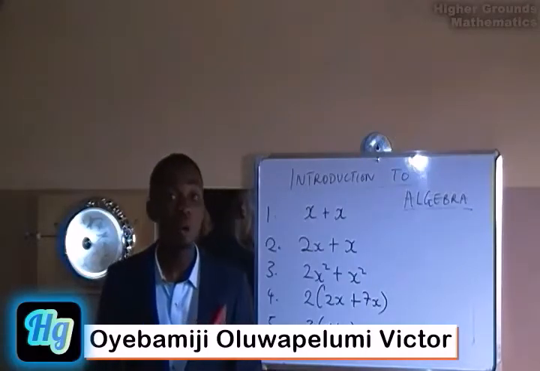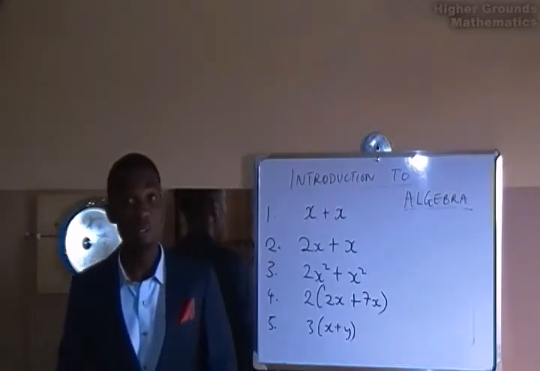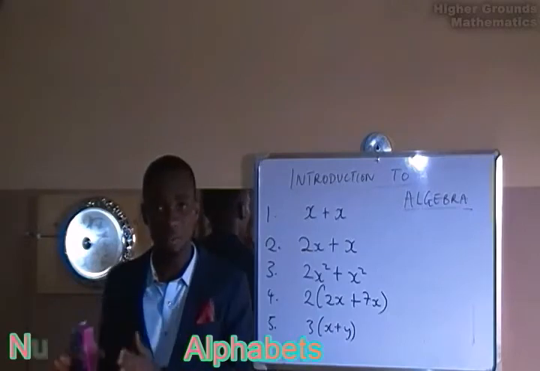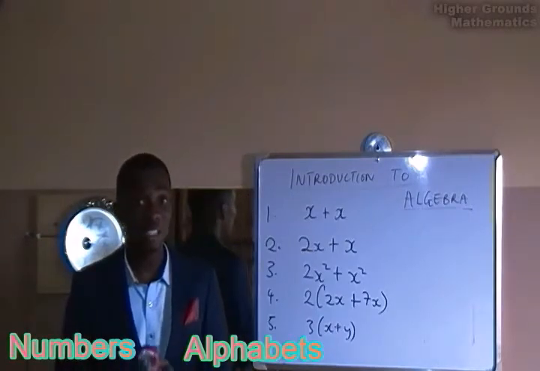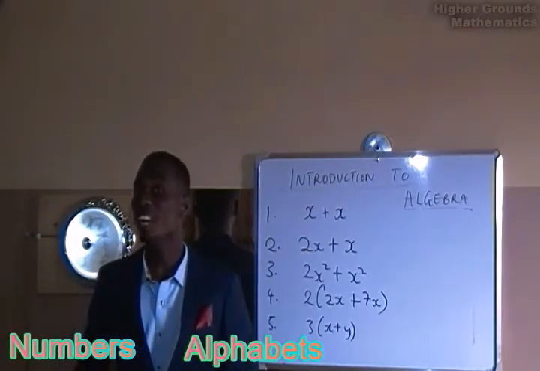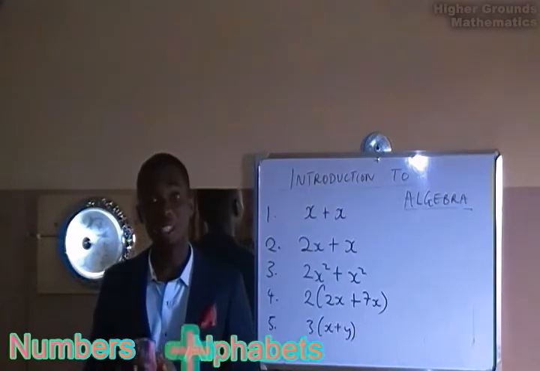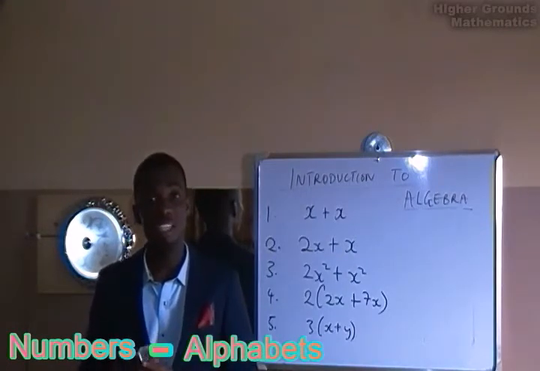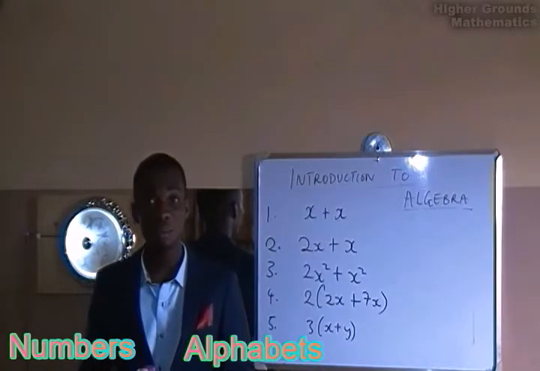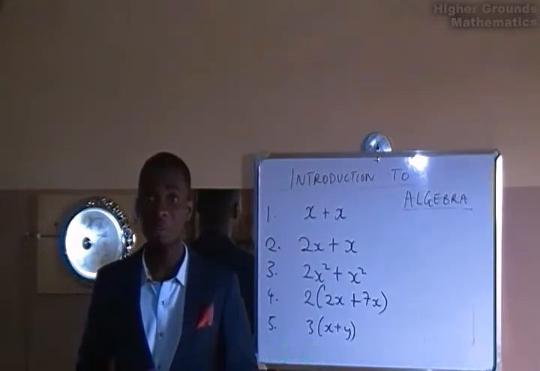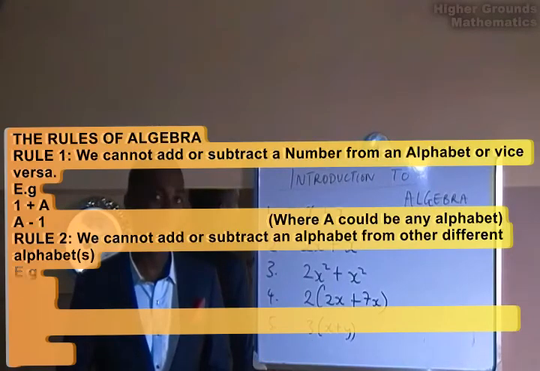Now, algebra is the combination of alphabets and numbers, and the relationship that subsists between these numbers and alphabets would either be an additional relationship, subtractional relationship, multiplicational relationship, or divisional relationship. Now to the rules of algebra.